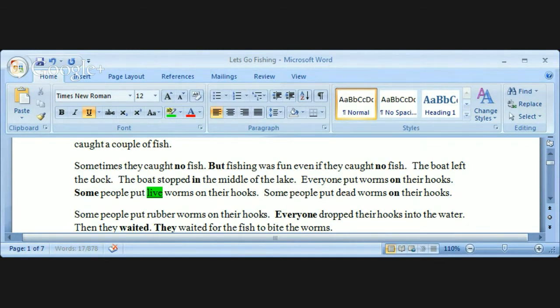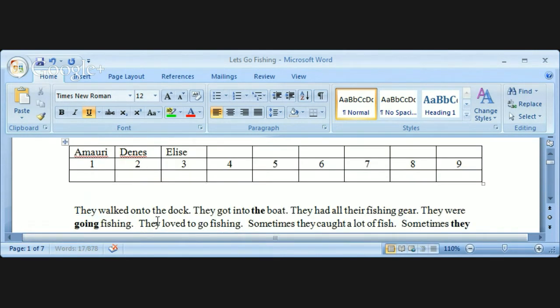Okay, this word is live. Thank you, Elise. This word is live. Can you say live worms, Amari? Live worms. Thank you. All right, good reading. Now we will hear from number 2, which is Dennis. Dennis, would you read the exact same thing, please?